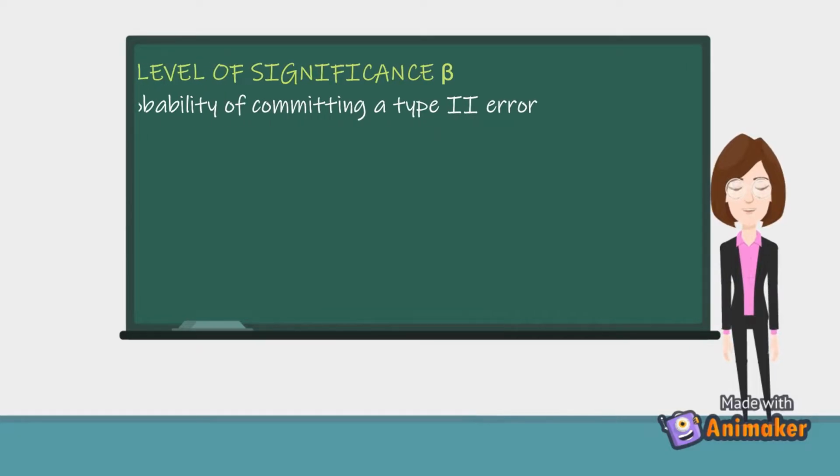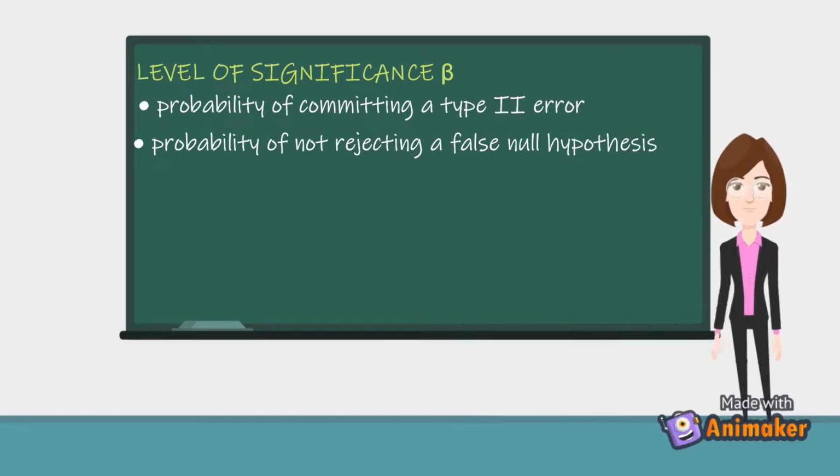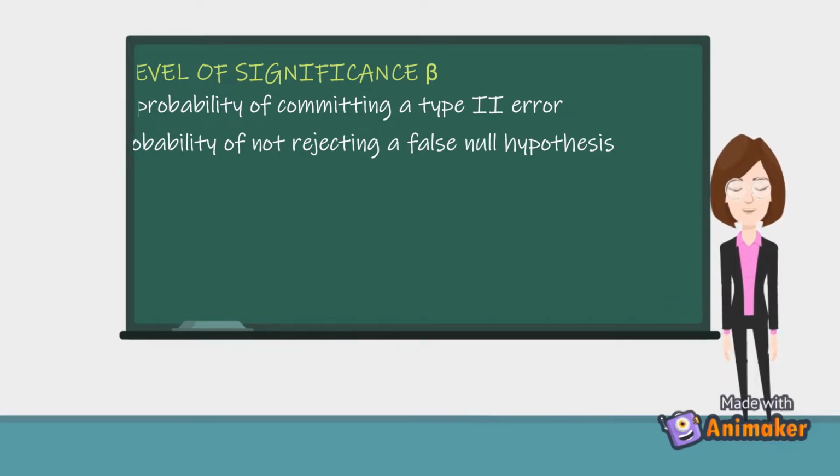The probability of committing a type 2 error is the probability of not rejecting a false null hypothesis. In other words, it is the probability that the test statistic will be in the non-rejection region if, in fact, the null hypothesis is false. It is denoted by the Greek letter beta. The probability, beta, of a type 2 error depends on the value of mu.